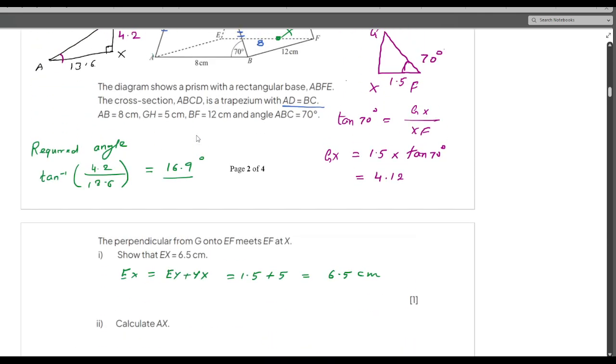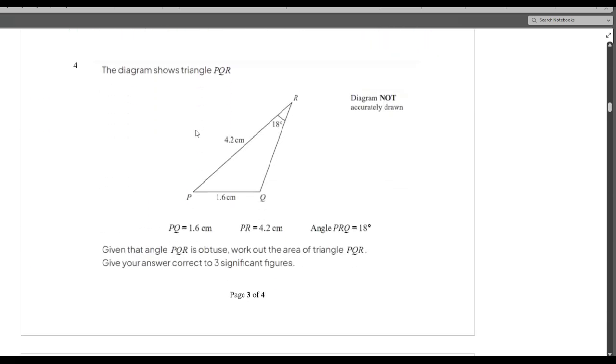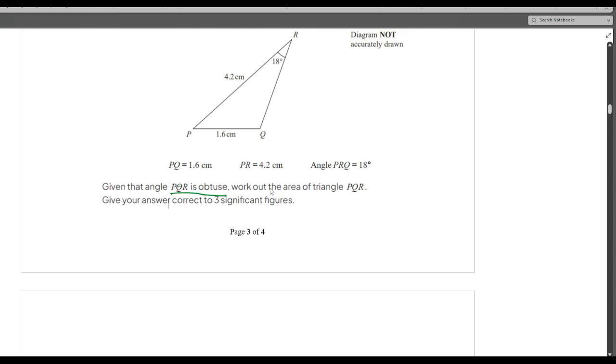Very interesting question, right? Question number 3. Now question number 4. The diagram shows triangle PQR. Given the angle PQR is obtuse. Okay, now they are mentioning that this PQR is obtuse. It also seems that it is an obtuse angle. Work out the area of the triangle PQR.